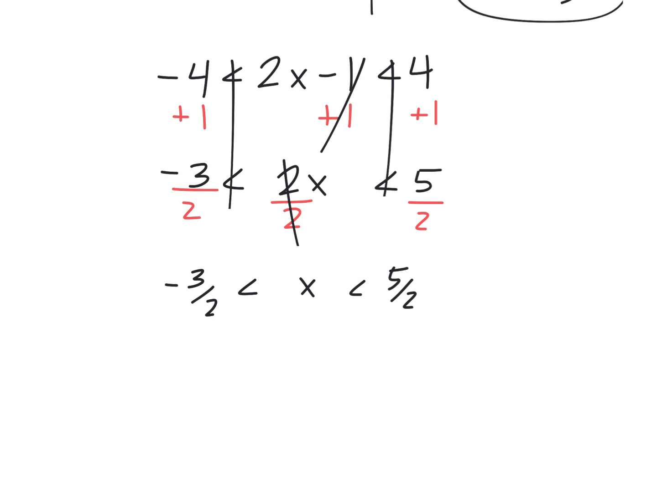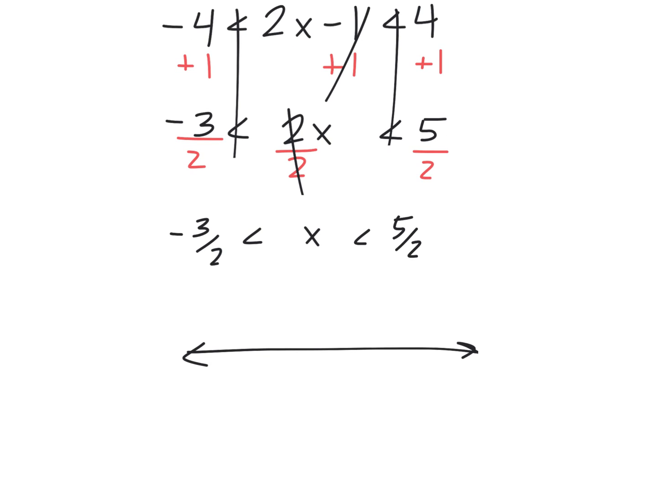Because this is an and inequality, it will be that barbell. You will have 1 at -3/2 and 1 at 5/2. Should my circles be open or closed? Open. And it's saying the x values between those.